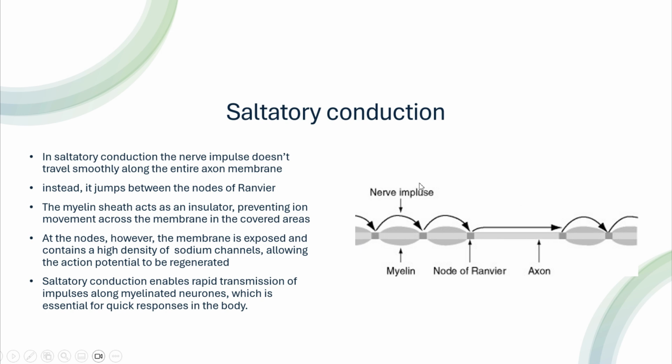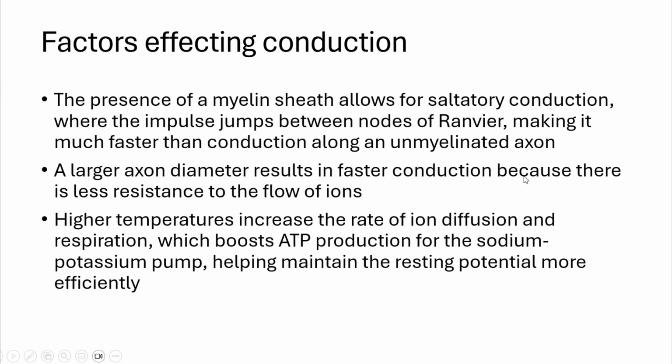So the myelin sheath acts as an insulator, preventing ion movement across the membrane in the covered areas. At the nodes, however, the membrane is exposed and contains a high density of sodium channels, allowing the action potential to be regenerated. Yeah? So saltatory conduction enables rapid transmission of impulses across myelinated neurons, which is essential for quick responses in the body. Yeah?